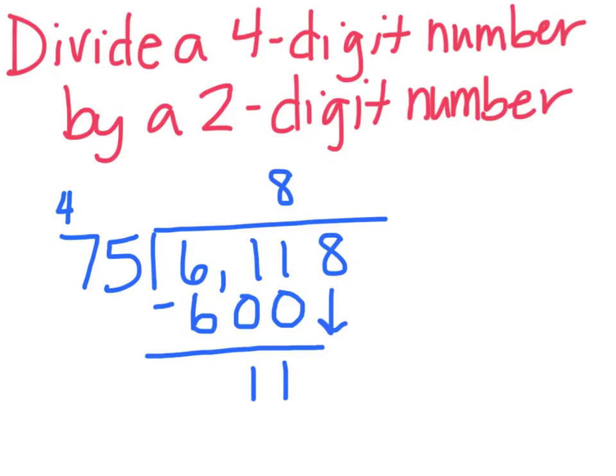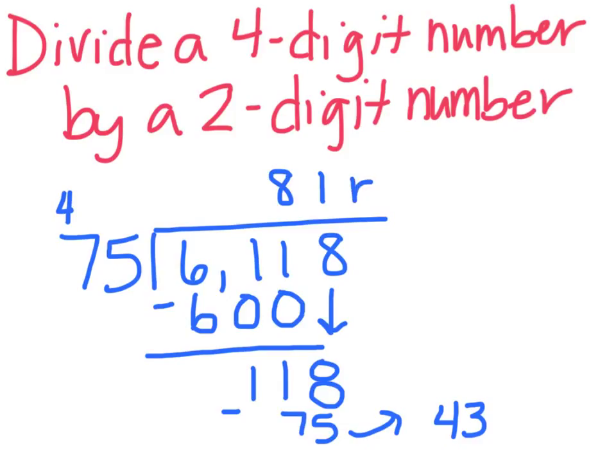Now, to complete our problem, we'll bring our 8 down so that we can solve 118 divided by 75. I think that that's only going to fit once. What do you think? Let's test it out and try it. 75 times 1 is quite simply just 75. So let's put that there and solve. Sorry, I've run out of room yet again. 8 minus 5 is 3. 11 minus 7 is 4. So our answer is 81, remainder 43.